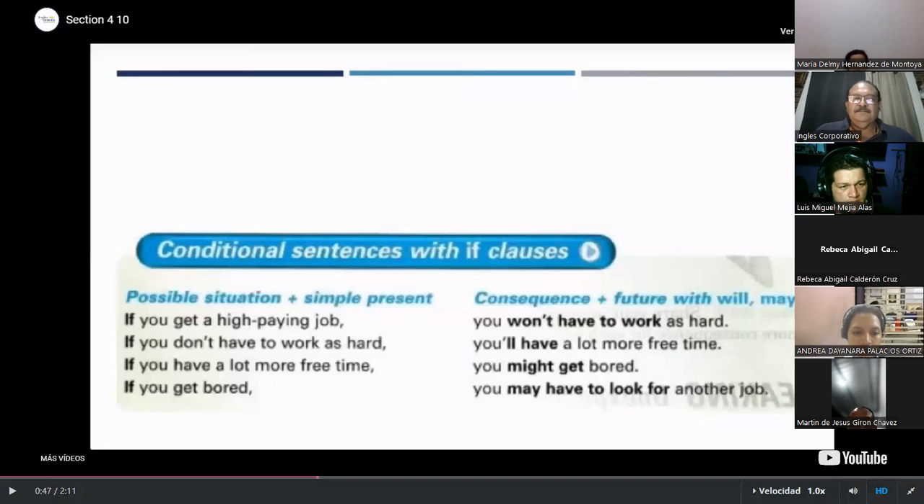Then, what if you don't, if you don't have a job. Okay, if you don't have a job, you won't have money to pay your bills. Okay, if you don't have a job, you will not be able to buy what you need. Okay, if you don't have a job, you will have to find one. You will have to look for one.